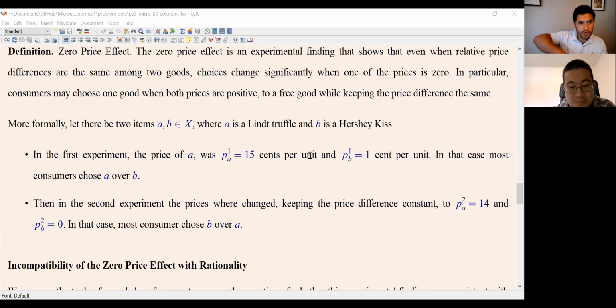And then the people basically switch to Hershey Kisses, in bigger proportion, even when the difference in prices remains the same. So, summarizing the experiment, whenever the price is 15 cents and 1 cent, then people choose A over B, right? And then when you decrease the price to 14 for the Lindt truffle and 0 to the Hershey Kisses, then people choose B over A, right? So that's the context. So now you can explain with rationality. That was the summary of the problem set.